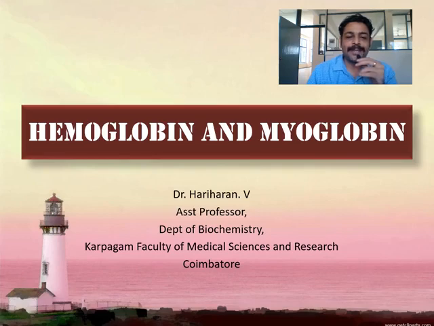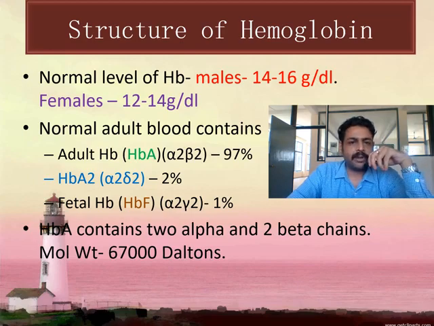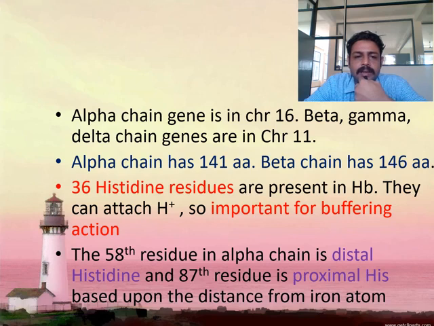Hi friends, today we will talk about hemoglobin and myoglobin. This is a four-part session and we will discuss in detail. Before entering into the structure of hemoglobin, we will see the normal two chains. One is the alpha chain and another is the beta chain.